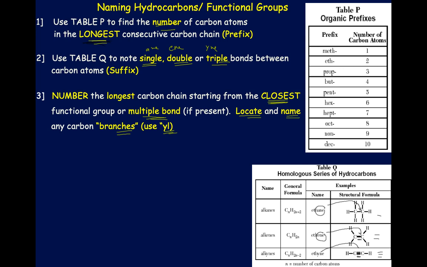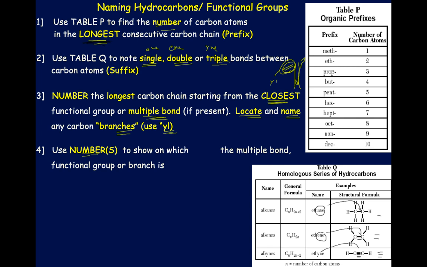So you're going to name those branches. Again, a branch, think about a tree. A tree grows like this. The main carbon trunk is the tree. And then you always have little branches on a tree, right? Branches hanging off the tree. So you're going to name the trunk of the tree, the longest carbon chain, and then name the branches. The branch gets the YL. We'll see this in a minute.